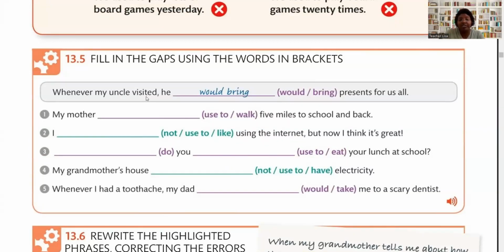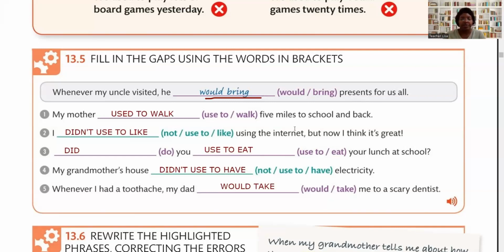Whenever my uncle visited, we have to use would bring, okay, presents for us all. So he would bring presents. So we can simply just use would and bring, just put them together, and it works really well. So go ahead and see if you can do the rest.